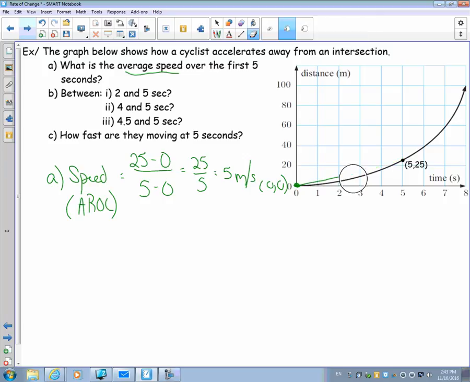Okay. You try the next one, see if you can figure it out. I want the AROC between 2 and 5, the average speed. Again, it's AROC because they're 2 distinct points.